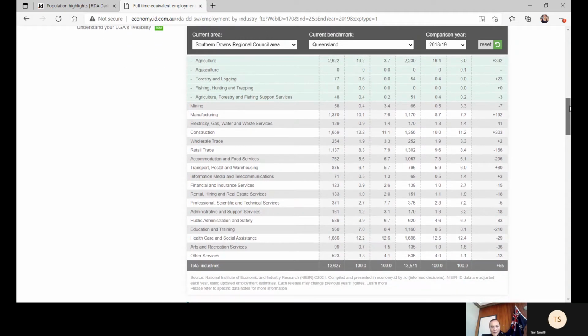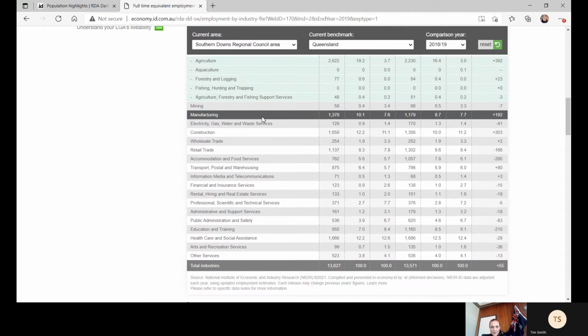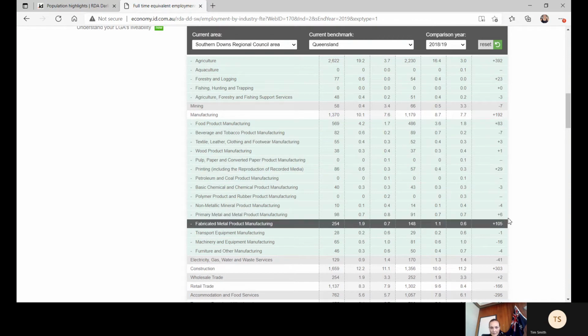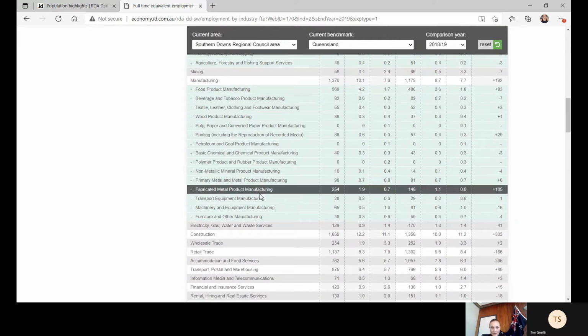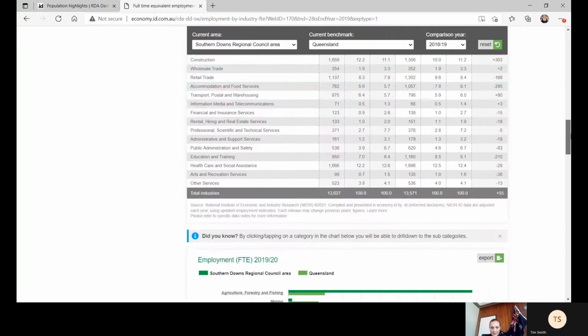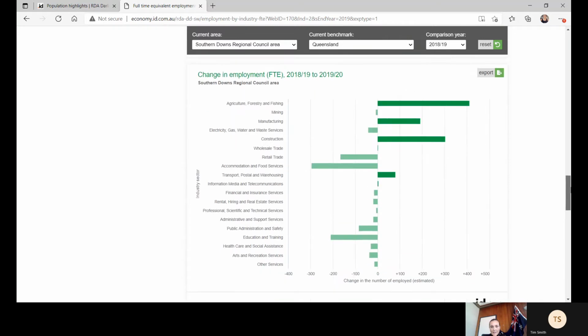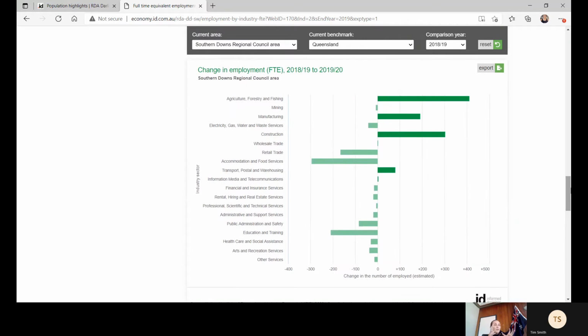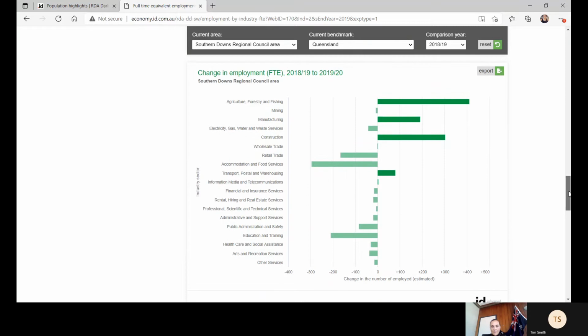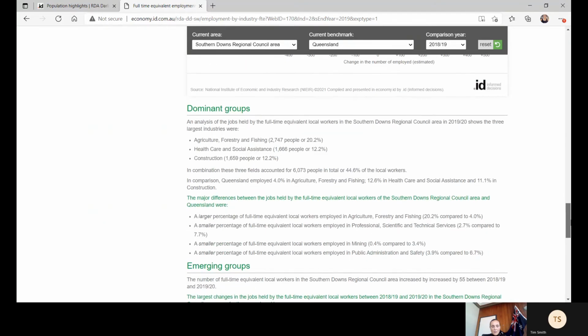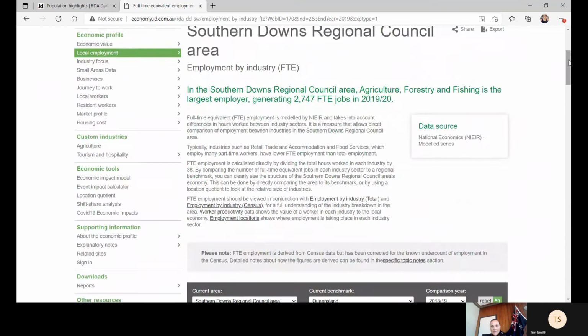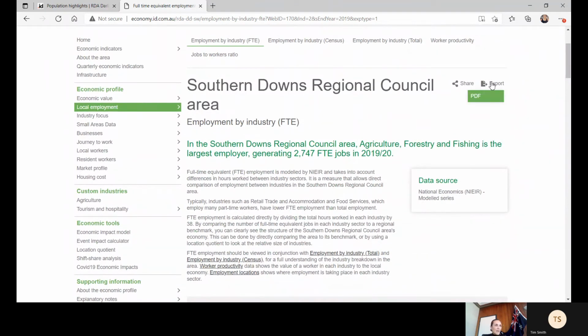So we can see jobs growth in manufacturing, construction, just have a look at this. So 83, 105 in fabricated metal. I'd be interested to see what business that is. Then we come down here and once again, you can see those changes, so you see it in that chart form. I like the chart form because when you accompany that to an application, you can straight away see the changes that have taken place in terms of employment in the region. And once again, that dominant and emerging group analysis. And guys, don't forget, you can export these pages into a PDF and attach them straight to your reports.